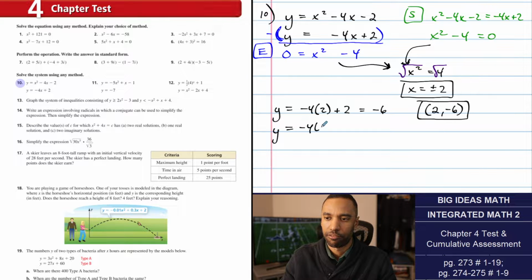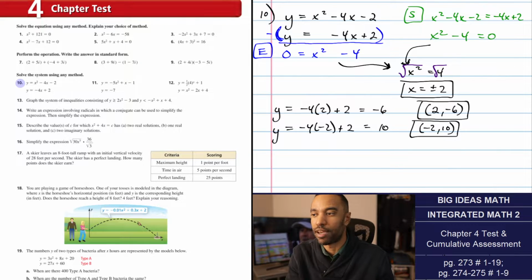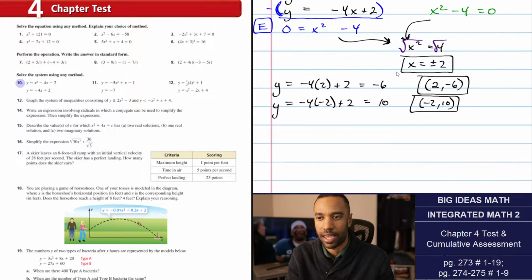And y equals negative 4 times negative 2 plus 2, which is 8 plus 2, which is 10. So we have an answer that's negative 2 comma 10. Now, that also means that we can also find these by graphing, which is what I'm going to do next.